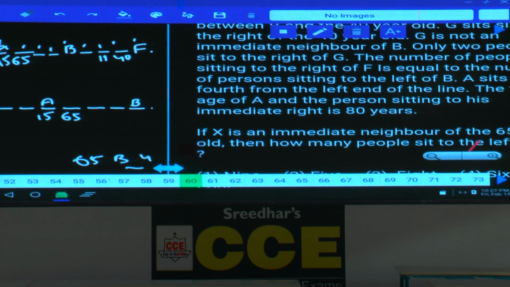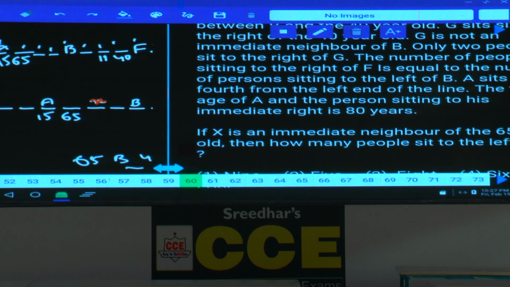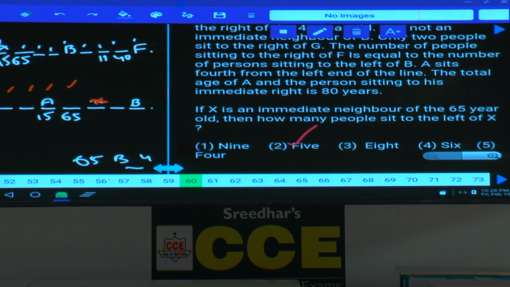Then question number 60. If X is an immediate neighbor of the 65-year-old, X must be here, isn't it? If X is an immediate neighbor of the one who is 65 years old, X must be here. If X is at this place, then how many people sit to the left of X? Now tell me how many people are to the left-hand side of X? 1, 2, 3, 4, 5. There are 5 people to the left-hand side of X. 5 people, that is given in choice 2. Clear now? 5 people to the left-hand side of X, choice 2.